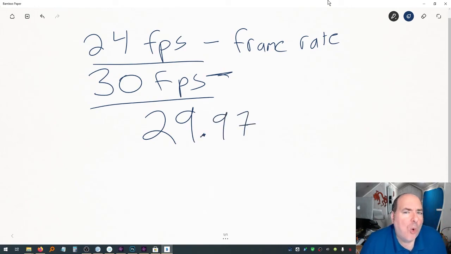Now, that may seem like a horrible number to have to remember, and you really don't need to remember it. What you need to remember is, well, that's about 30. The real thing is you're going to see that number in the software. When you go to edit video, you're going to see 29.97, because back in the days of analog television, you were dealing with 29.97 frames per second, not 30 frames per second.